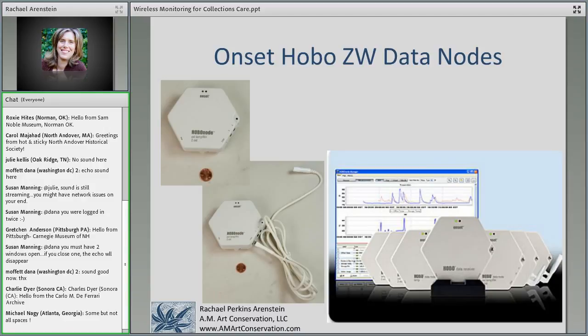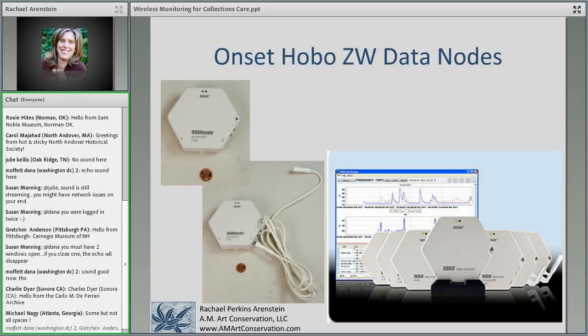So, okay, let's get to the meat of it now. We're going to start with one of the products that's been out there for a while. This is the Onset Hobo ZW Data Nodes, and this is really the first plug-and-play system that I came across. I think our field is broadly familiar with Onset. A lot of us are using other Onset Hobo products, and Onset has become popular with our profession because they have reasonable products at reasonable prices. And I think this is generally an example of that.